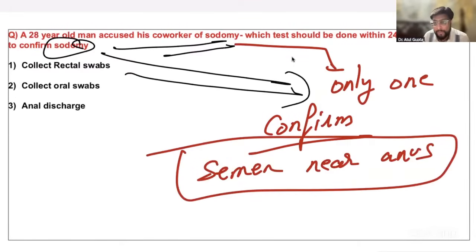So how will you get the semen? By rectal swab, rectal or anal swab, whatever it was. I don't know if the choices are correct or not. Are the choices fine? Tell me, are the choices fine or not? Okay, so in that case, the answer will become rectal swab. Clear?